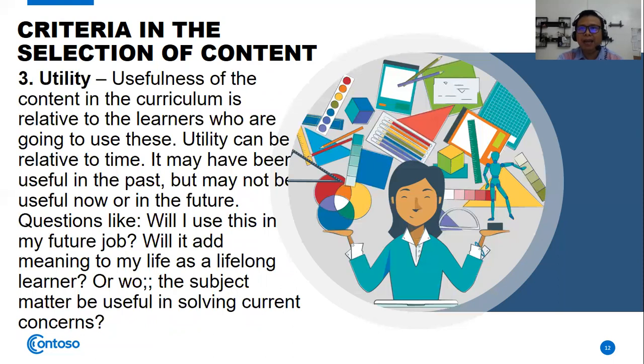Third is utility. Another term that we can associate with utility is usefulness. Utility can be relative to time. Same with validity. It may have been useful in the past, but may not be useful now or in the future. So ask yourselves, will I use this in my future job? Will it add meaning to my life as a lifelong learner? Or would the subject matter be useful in solving current concerns? So we have to answer these questions.